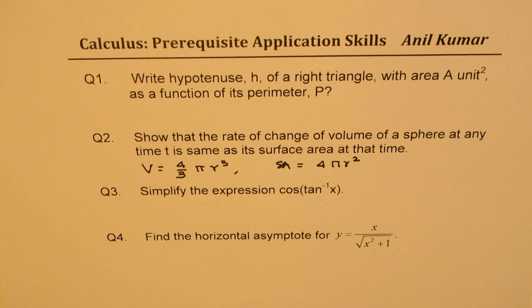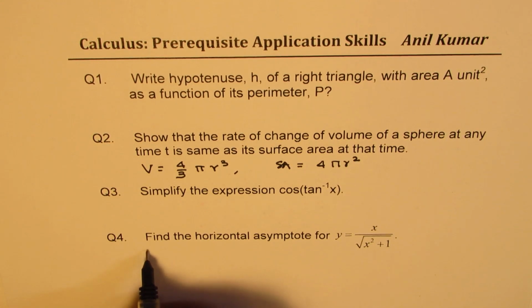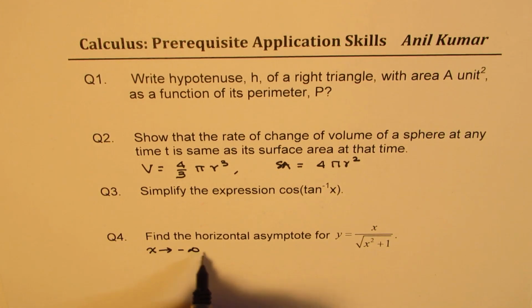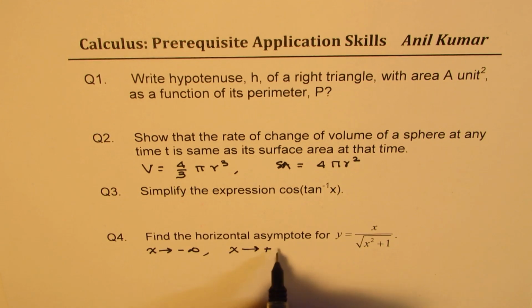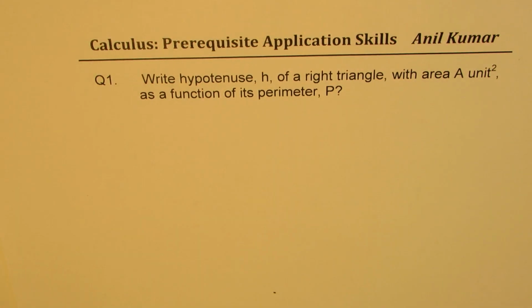Question number 4. Find the horizontal asymptote for y equals x over square root of x square plus 1. Now here we'll understand few very important concepts and see that sometimes an equation like this can have more than one horizontal asymptote. So here I'd like you to find what happens when x approaches negative infinity and also when x approaches positive infinity, correct? So keeping that in mind, I'd like you to make an attempt to solve these 4 questions and then look into my suggestions.